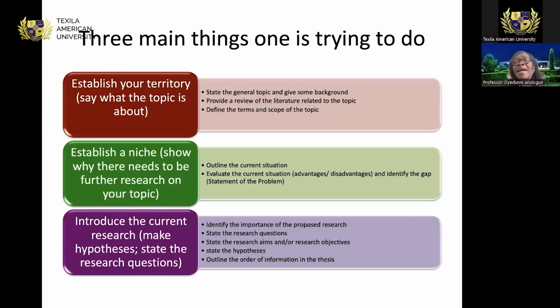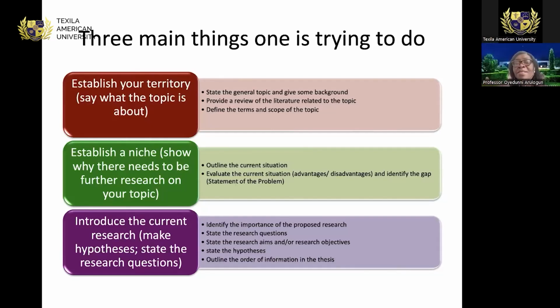What I mean by that is saying a little of the literature review relating to the study. It is in this section that we define the terms and the scope of the study. Also in this chapter, we establish a niche for ourselves. We outline what the current situation is and evaluate it. This is what we do when we write the statement of the problem. What is the current situation? So it's in this chapter that the gap that will be filled by the study is identified and the problem is stated.